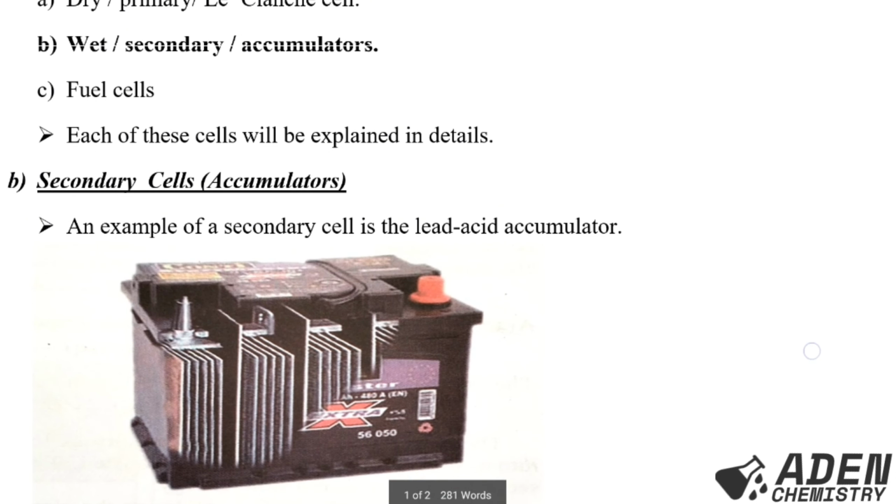Remember we said each of these cells will be explained in detail. So today in this lesson, we are going to see secondary cells, which are known as wet cells or accumulators. We are going to discuss it in detail. An example of a secondary cell is the lead acid accumulator, or the one that we have in a car battery. It looks like this.